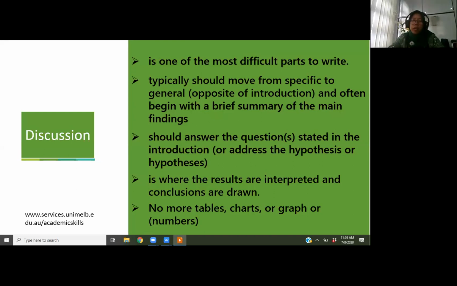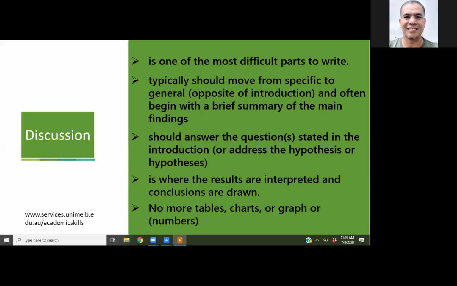Students often, in the discussion, explain or write more about the result. So it's a kind of repetition, a long result. It should not be that way. It's just a summary of the main finding. And then after that, what is your analysis on the finding or your comment on the finding? It should answer the question stated in the research question or in the introduction part of the thesis or the dissertation. And it's the place where you interpret and conclusions are drawn.